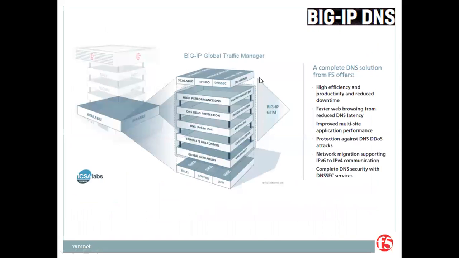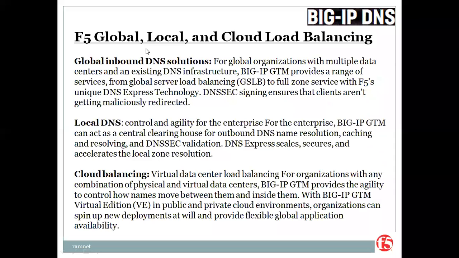So this is a diagram of how the GTM can be placed. High efficiency, productivity, faster web browsing, improved multi-site application. We'll see that one by one. F5 global, local, and cloud load balancing. Global inbound DNS solutions for global organizations with multiple data centers and with an existing DNS infrastructure. GTM can provide a range of services from global service load balancing (GSLB) to full zone service with F5's unique DNS Express technology. And DNS signing is also there.